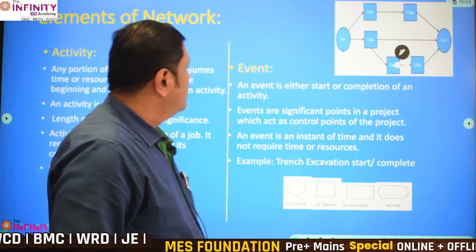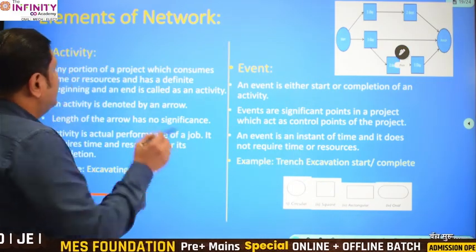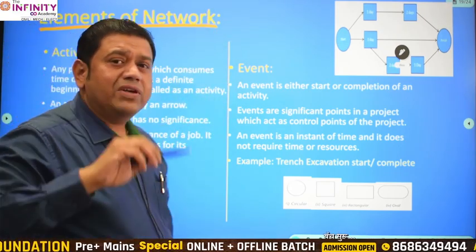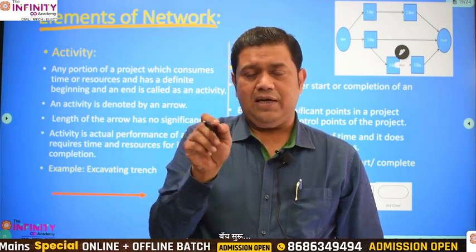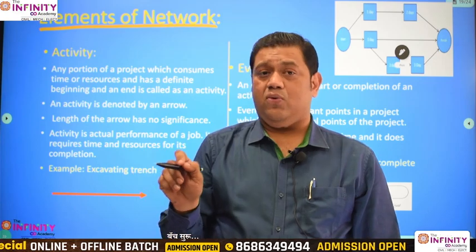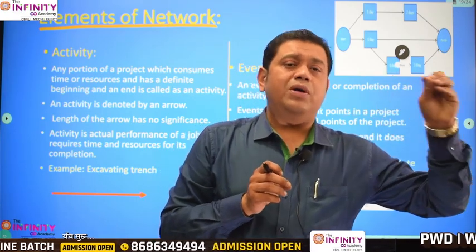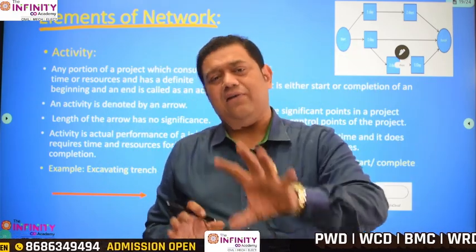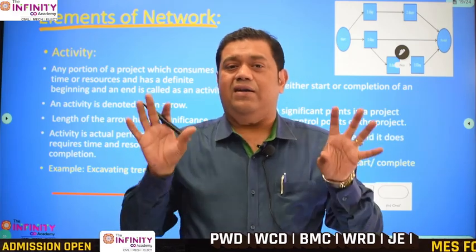Alright. Before we understand the relationship, let's understand the elements of the network. In the previous diagram, you saw something written in the round or in the box, and something written on the arrow. The one which passes from point 1 to point 2 by consuming duration is called an activity. And point 1 and point 2 are the events.